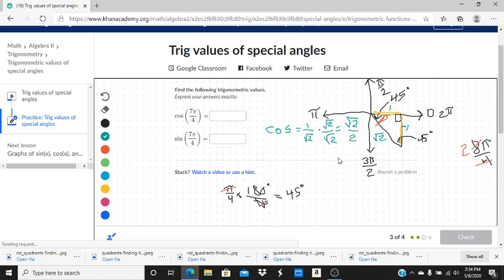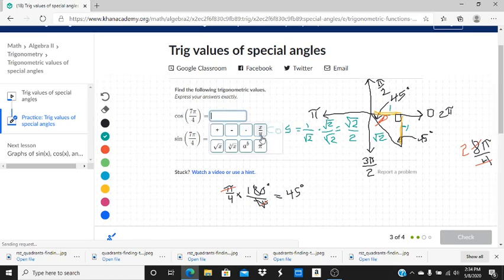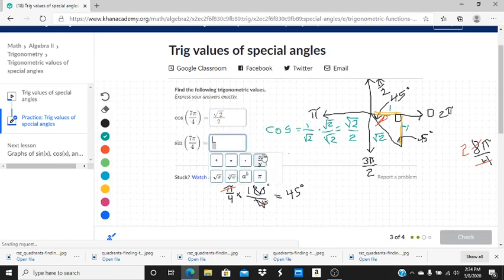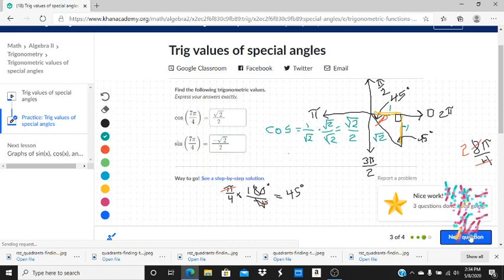Now, everything's going to be the same with sine, except it's going to be negative. So it's negative square root of 2 over 2. Let's check our work. Look at that, more energy points. Today is a good day. Let's go to the last question and see if we can get a perfect score.